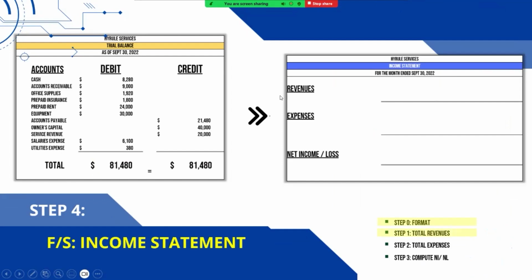So basically, step one is we get our total revenues. So that's just basically service revenues. And then we get our total expenses in order of magnitude. So that would be salaries expense and utilities expense. So 20,000 revenues minus 6,480 total expenses will give us a total net income of 13,520.